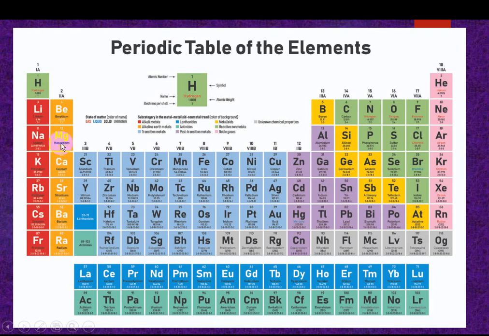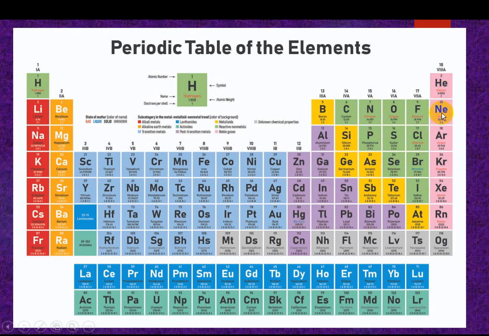Group 3 or 13: boron, aluminum, gallium, indium, thallium. These are p block elements. Group 4: carbon, silicon, germanium, tin, plumbum. These are also p block elements. Group 5, group 6 or 16, and group 7 are p block elements, and group 18, or 8 or 0, helium and the noble gases, are also p block elements.